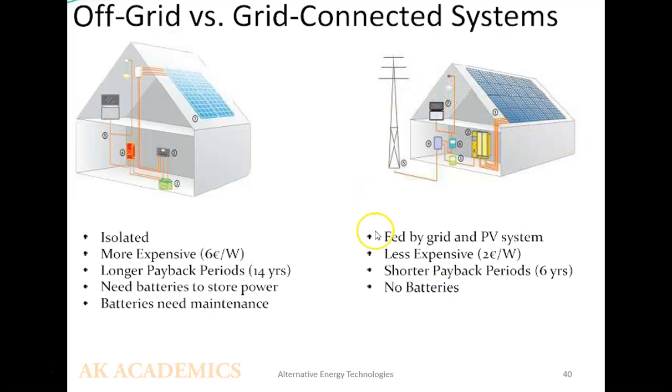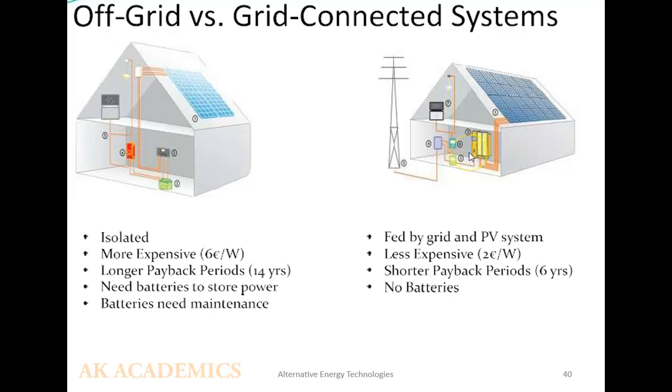Now, for the grid-connected system, it is fed by the grid and by the PV system. This house that has a grid-connected PV system is fed by the grid and at the same time fed by the grid-connected PV system. This simply means that when the PV is not working, we collect our energy from the grid, and when the PV system is working, we collect our energy from the PV system.